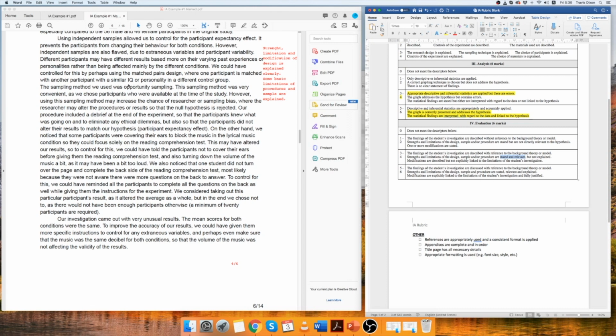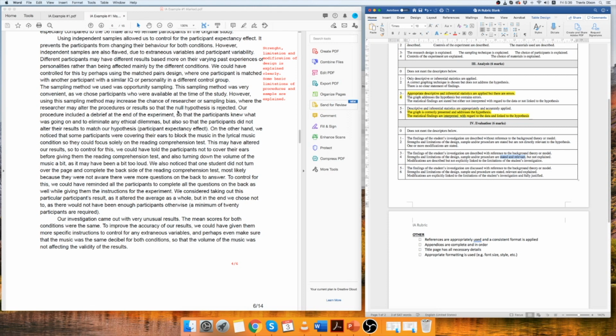So they're applying it to their specific study by focusing on the IQ. The sampling method we used was opportunity sampling. The sampling method was very convenient. However, now when it comes to strengths, in my mind that's fine as long as you can have one sentence of strengths for all three, and still get the top mark band, as long as the explanation of the limitations and the modifications are fully developed.